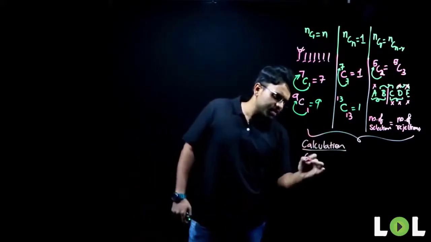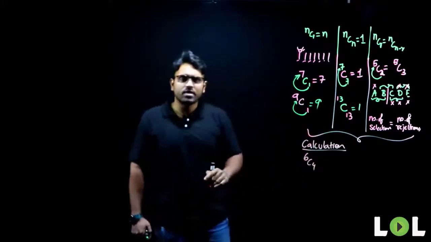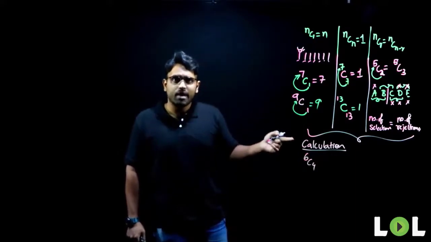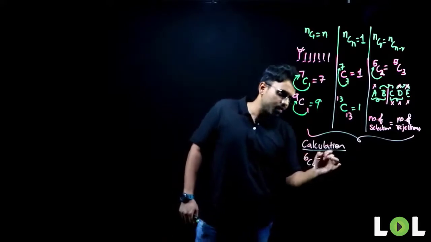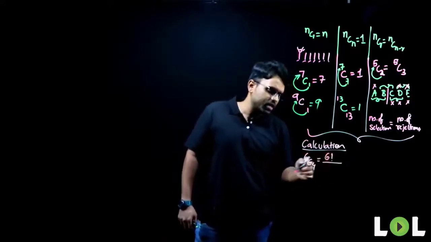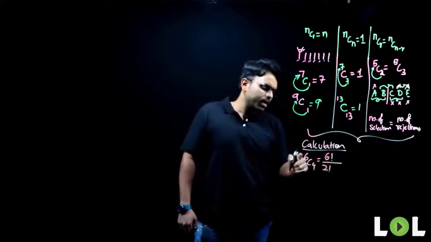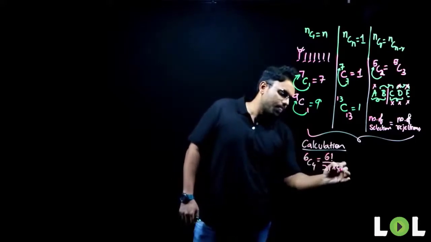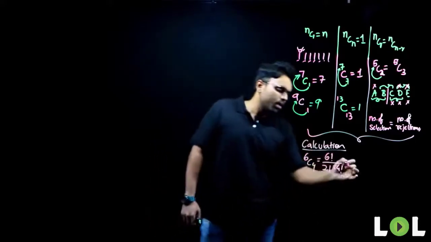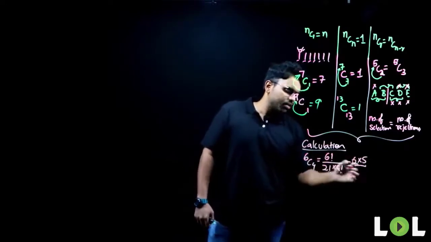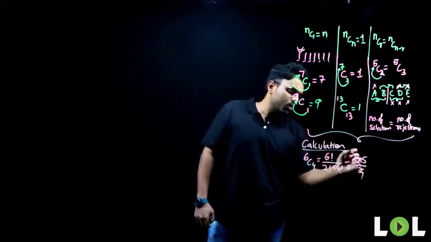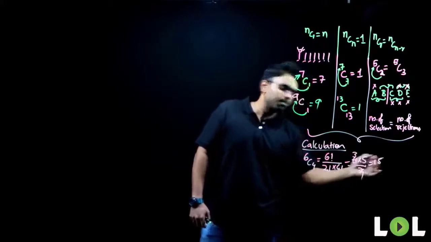Let's say I have 6C4. 6C4 is nothing but N factorial divided by (N minus R) factorial into R factorial. So if I apply this, 6 factorial divided by (6 minus 4), that is 2 factorial, into 4 factorial. Now, 4 factorial and 4 factorial will be cancelled. It gives me 6 into 5 divided by 2. 2 ones are 2, 2 threes are 6. 5 into 3 is 15.